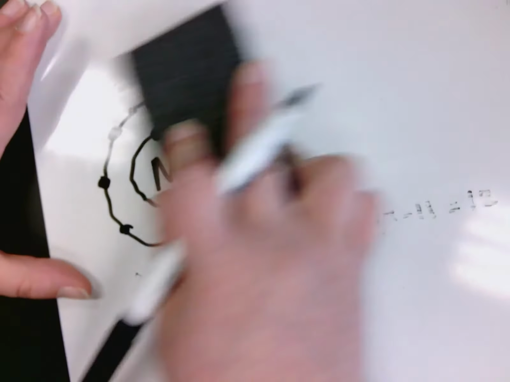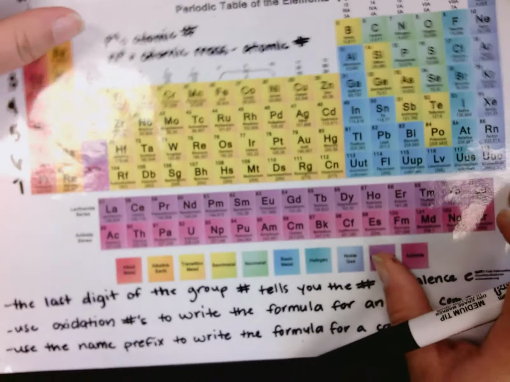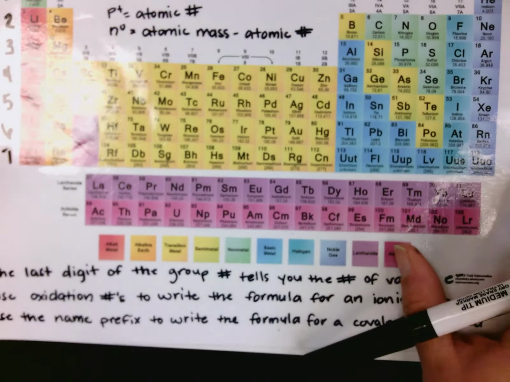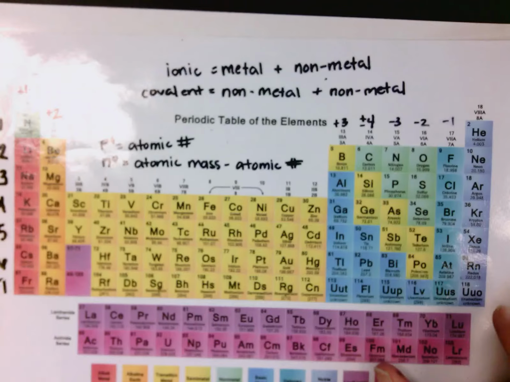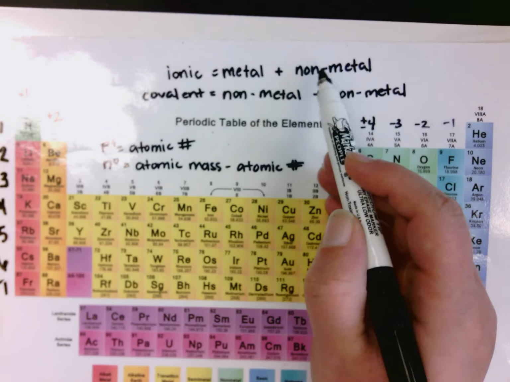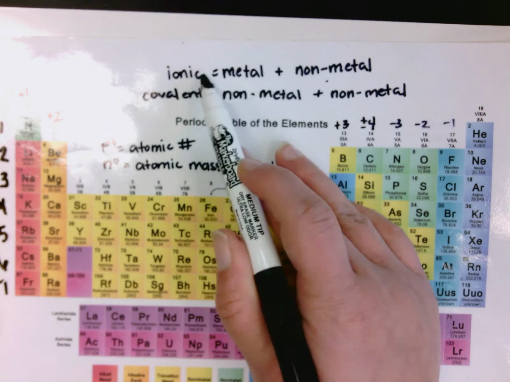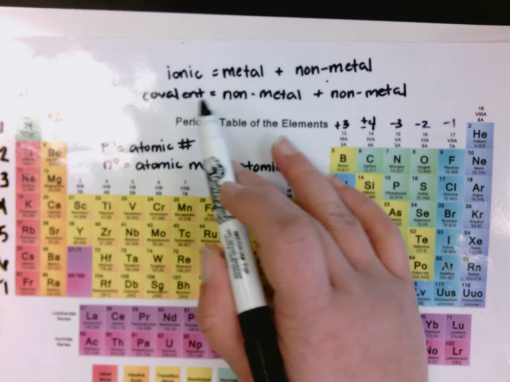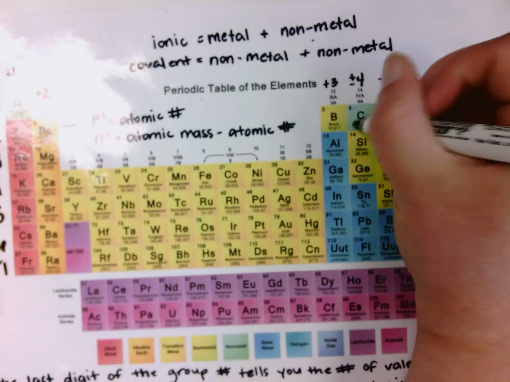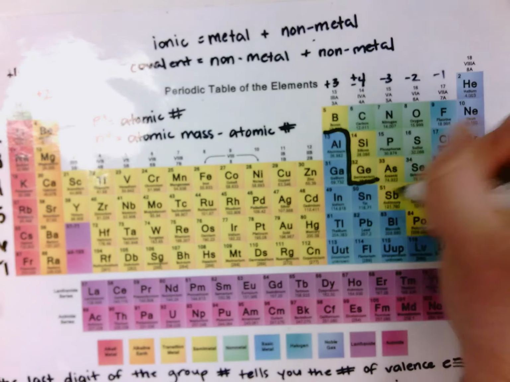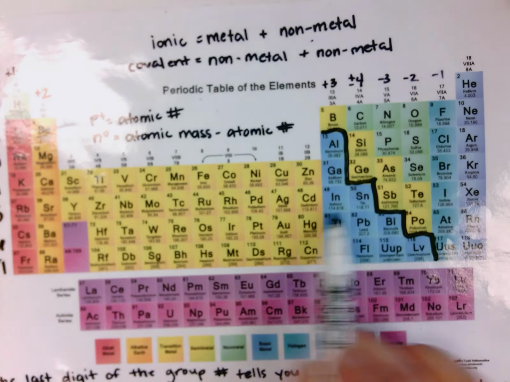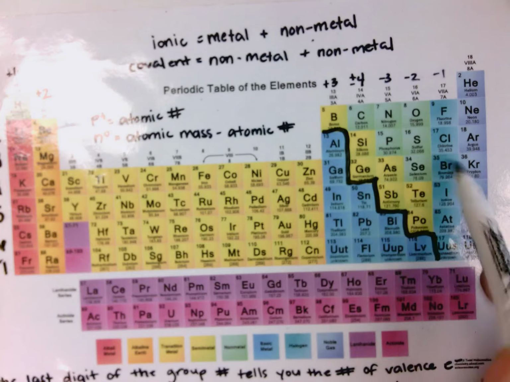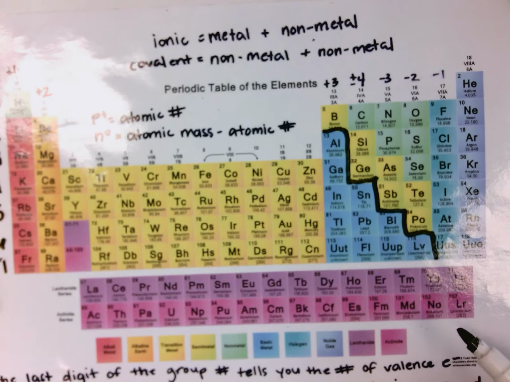Okay, let's move on to ionic and covalent compounds and how we tell the difference between those. So when more than one element comes together, it forms a compound. If that compound has a metal and a nonmetal, it's an ionic compound. If it has two nonmetals together, then it's a covalent compound. Remember, on our periodic table, we have this stair-step line that defines the border between our metals and our nonmetals. So metals, nonmetals. That's how you tell if it's ionic or covalent.